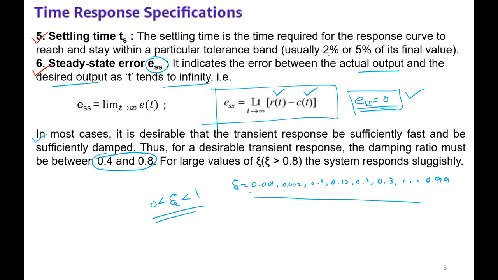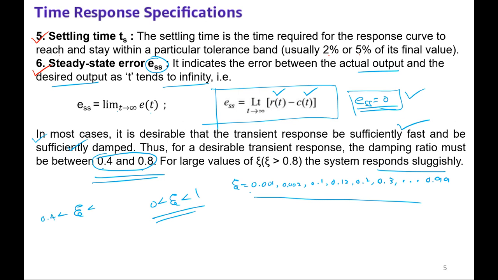So in most cases, I'll just read this out. It is desirable that the transient response be sufficiently fast and be sufficiently damped. Thus, in order to get the desirable transient response, the damping ratio must be between 0.4 to 0.8. For larger values of z, meaning z greater than 0.8, the system responds slowly. But since I want a fast response and sufficiently damped, meaning the oscillation should die, z should lie between 0.4 to 0.8.